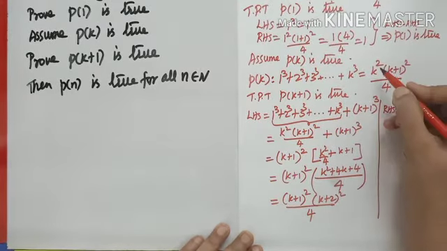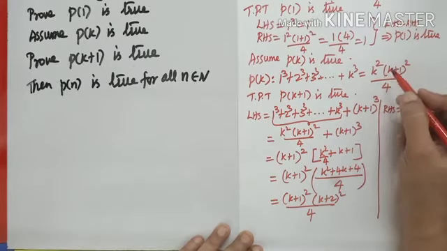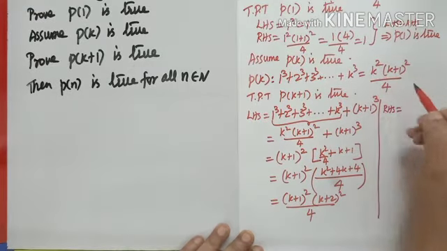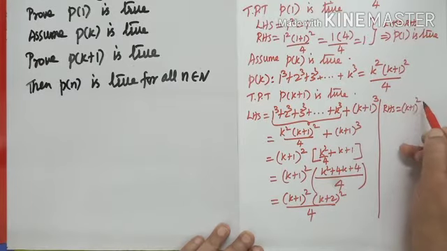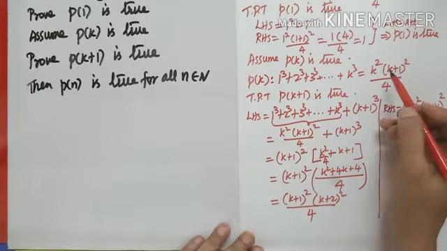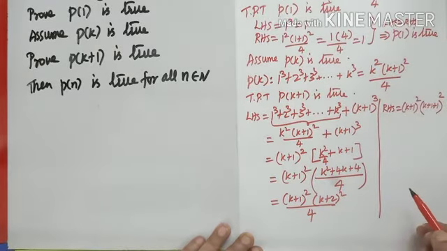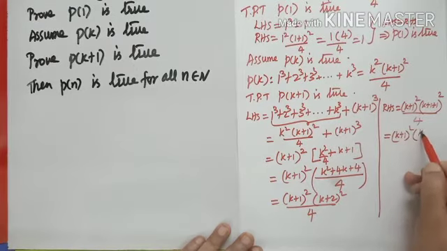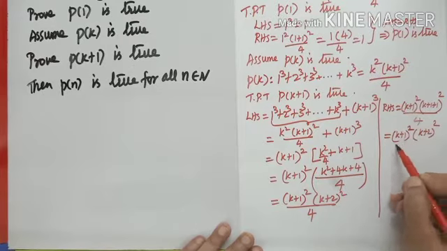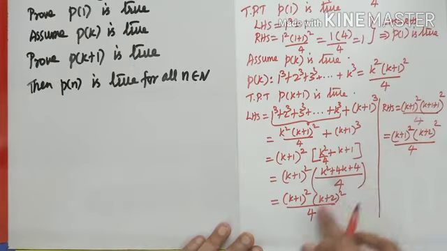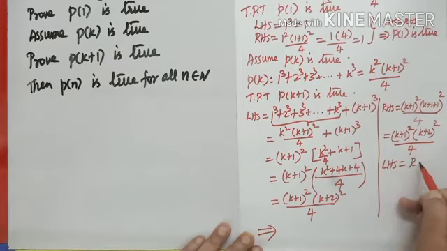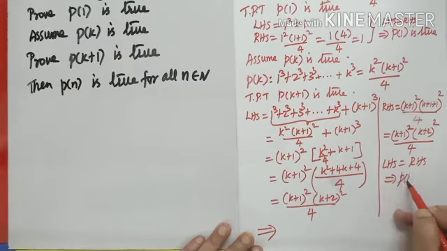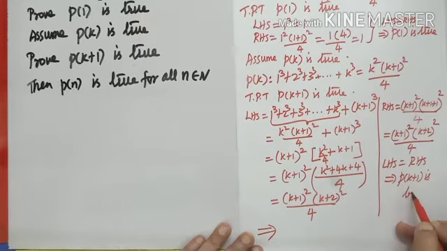What is RHS? Wherever K is coming, put K plus 1. So this K square will become K plus 1 the whole square. K plus 1 will become K plus 1 the whole square. Wherever K is coming, put K plus 1. Divided by 4. Or it is K plus 1 the whole square into K plus 2 the whole square by 4. Check, both are same. So I am able to show LHS equal to RHS implies P of K plus 1 is true.